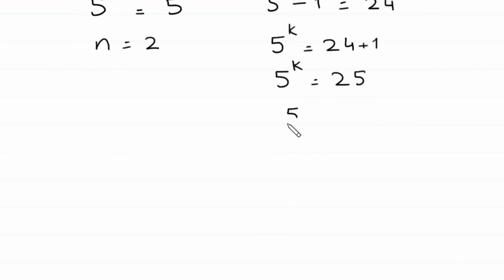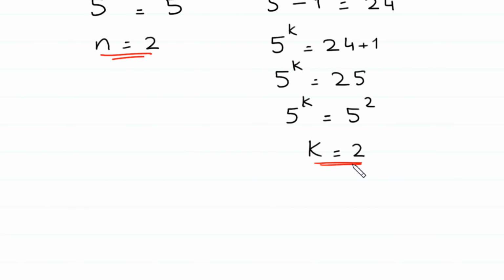Next, 5 to the power k is equal to, we can write this 25 as 5 square, and from here k is equal to 2. So the value of n is 2 and the value of k is 2.